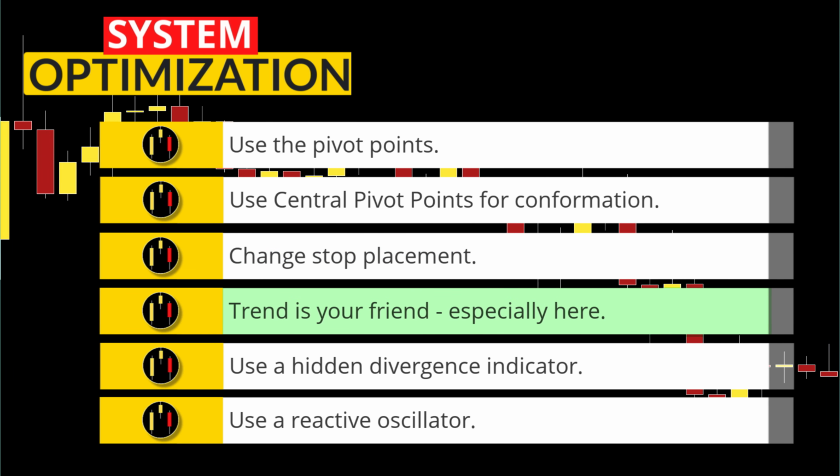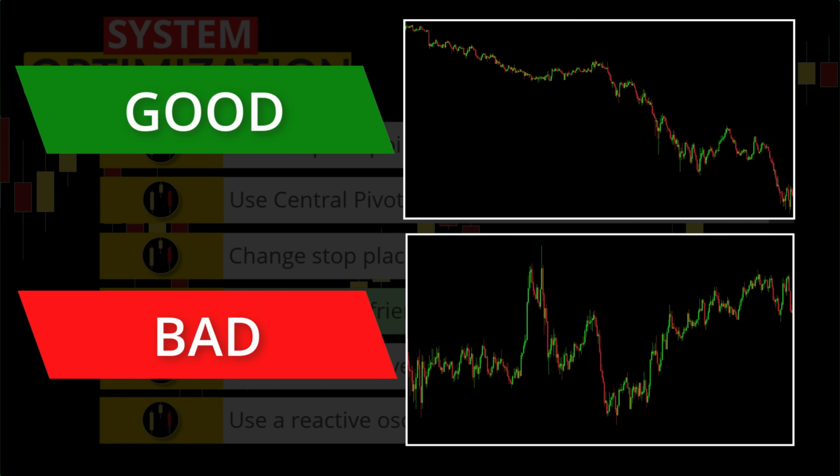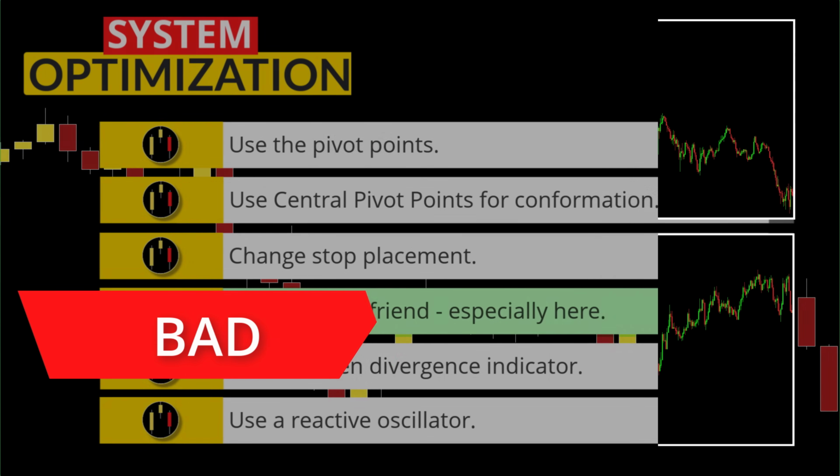The next tip is to carefully select your market conditions. Trend following systems should not be used when the higher time frames are in consolidation. A simple system like this will work best when the charts are most clearly trending.